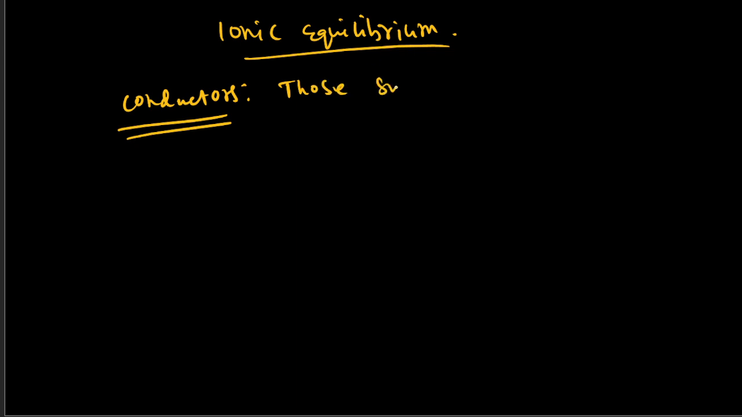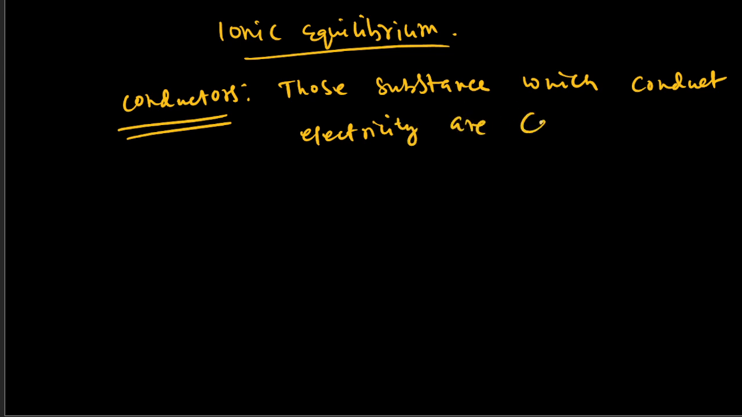Those substances which conduct electricity are called conductors. And insulators are the substances which do not conduct electricity. Here we are basically discussing conductors. Conductors conduct electricity due to the presence of free electrons or free ions.